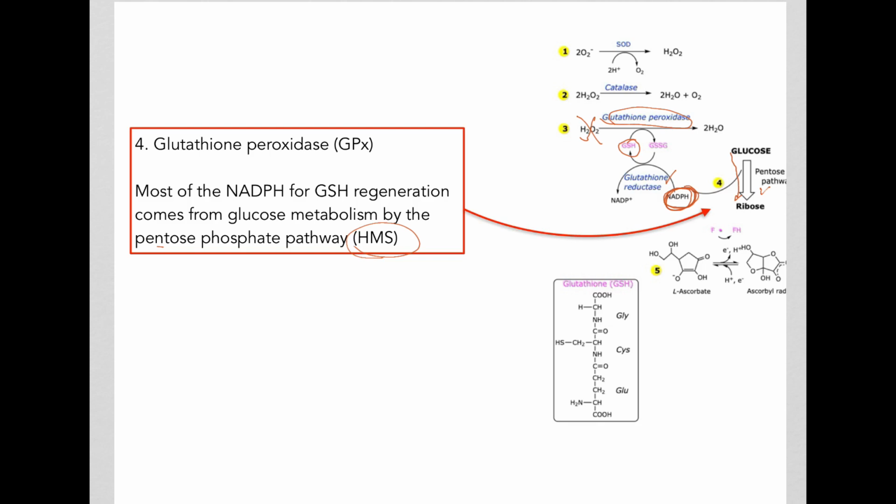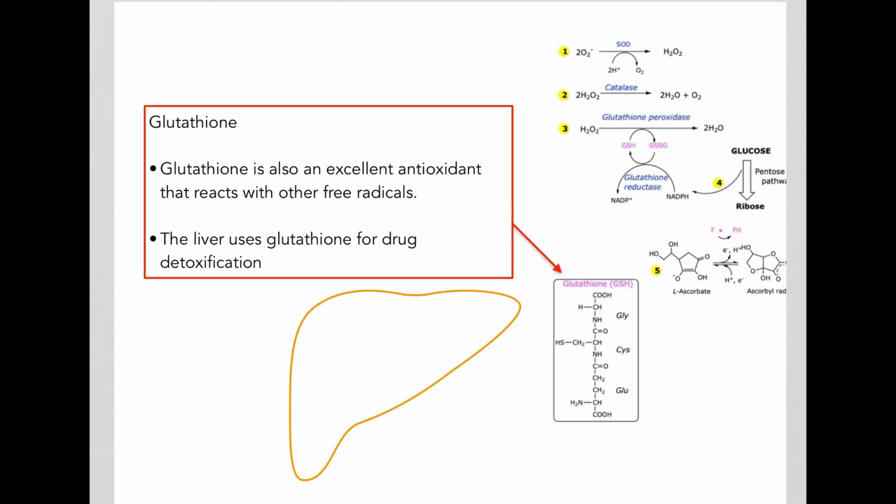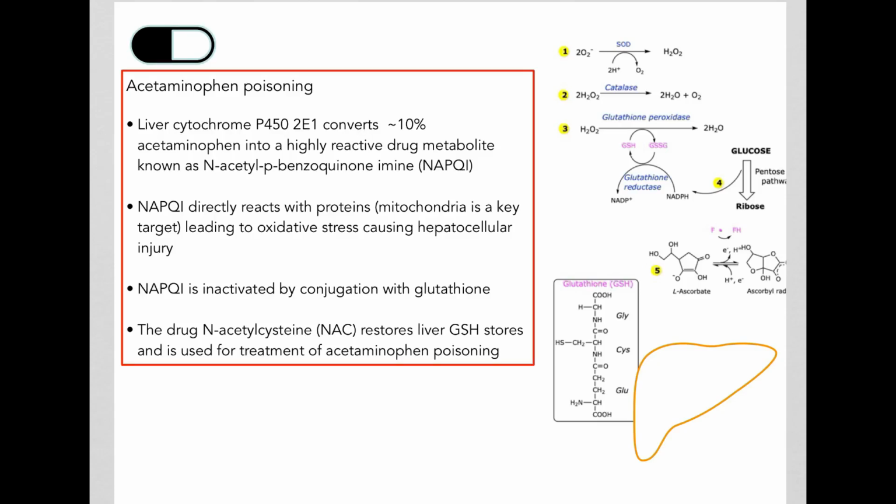eliminating excess hydrogen peroxide. So this molecule glutathione is a very important chemical. It's a very good antioxidant because the sulfhydryl group is very reactive, can react with free radicals. The liver uses a lot of glutathione for detoxification of drugs as well as other xenobiotics, other foreign chemicals. A few words about acetaminophen poisoning. Commonly, this drug is called Tylenol.